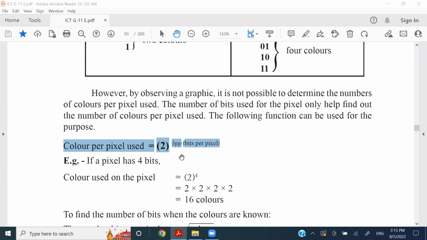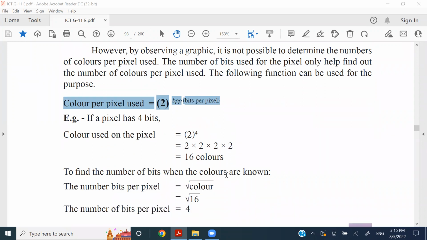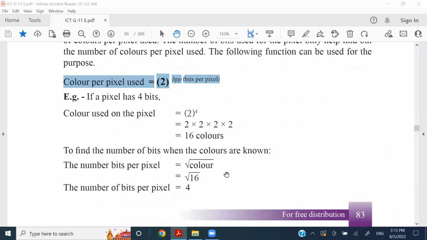All right, so it shows that when four bits are there in a pixel, it can represent 16 colors, right? Likewise, you can go both ways. There are some questions regarding this kind of equation in your exam paper. Sometimes they will give you the number of colors represented by a pixel, then ask how many bits are inside a pixel. Or they will give you the number of bits inside a pixel and ask how many colors it can represent. So what you have to remember is the number of bits can be taken as a power of 2, and that value will represent the number of colors that you can use.